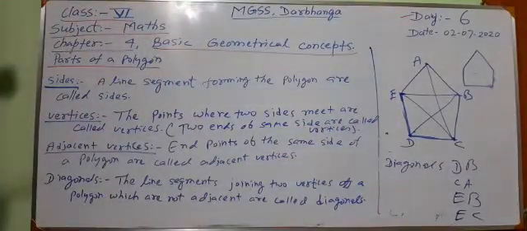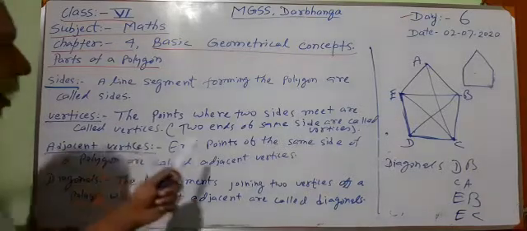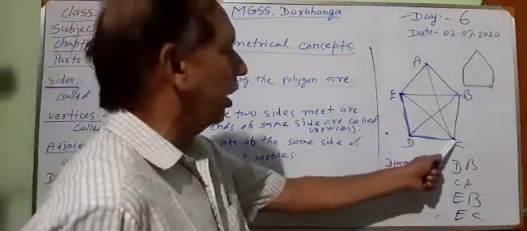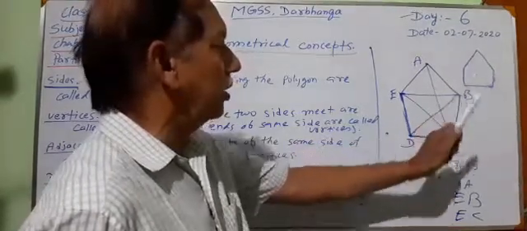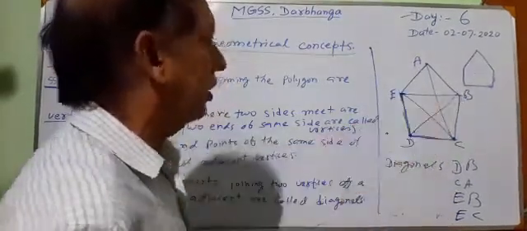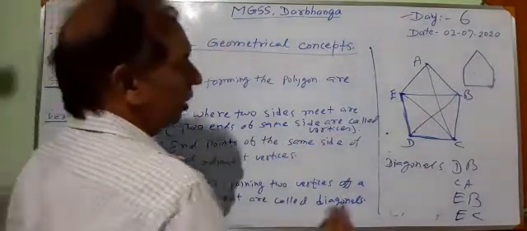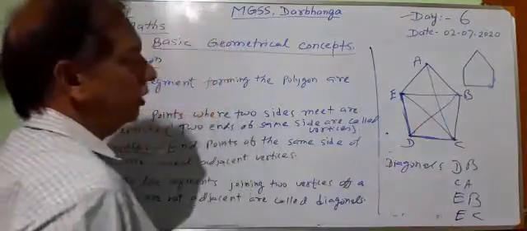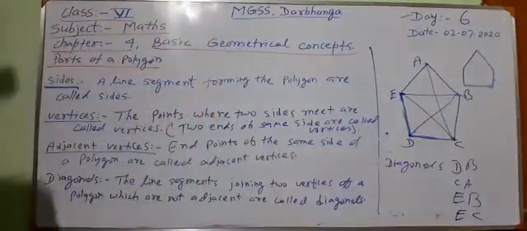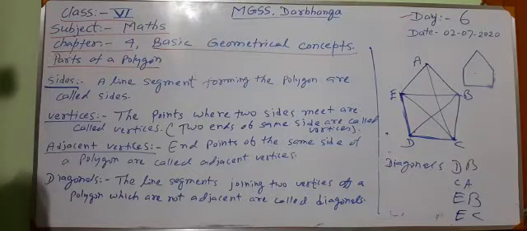Then adjacent vertices: the two ends of the same side are known as adjacent vertices. DC are adjacent vertices, CB are adjacent vertices, BA are adjacent vertices. Diagonals: a line segment joining non-adjacent vertices is known as a diagonal. Clear? This time we have discussed the parts of a polygon. Now we shall discuss types of polygons in the next video. Thanks.